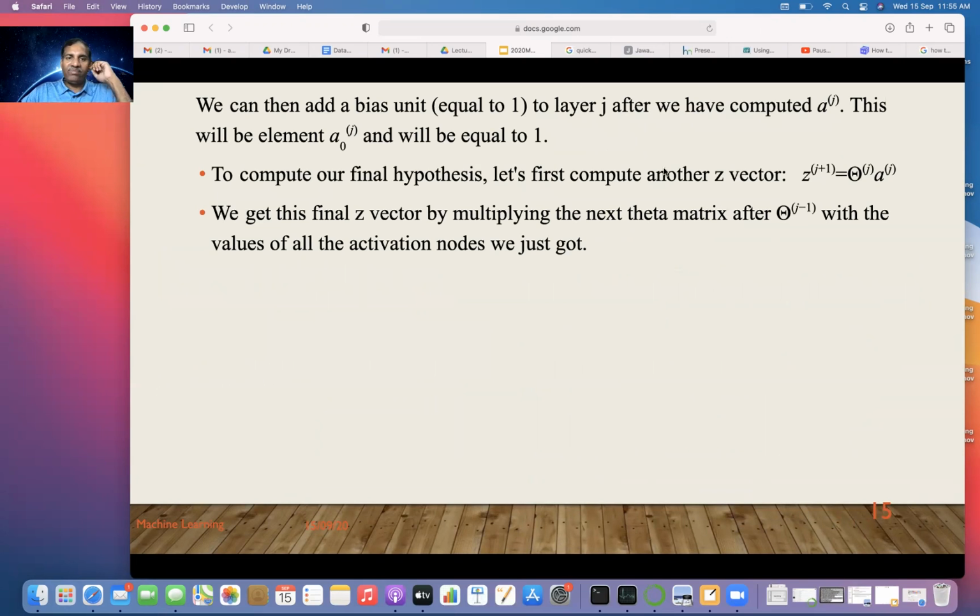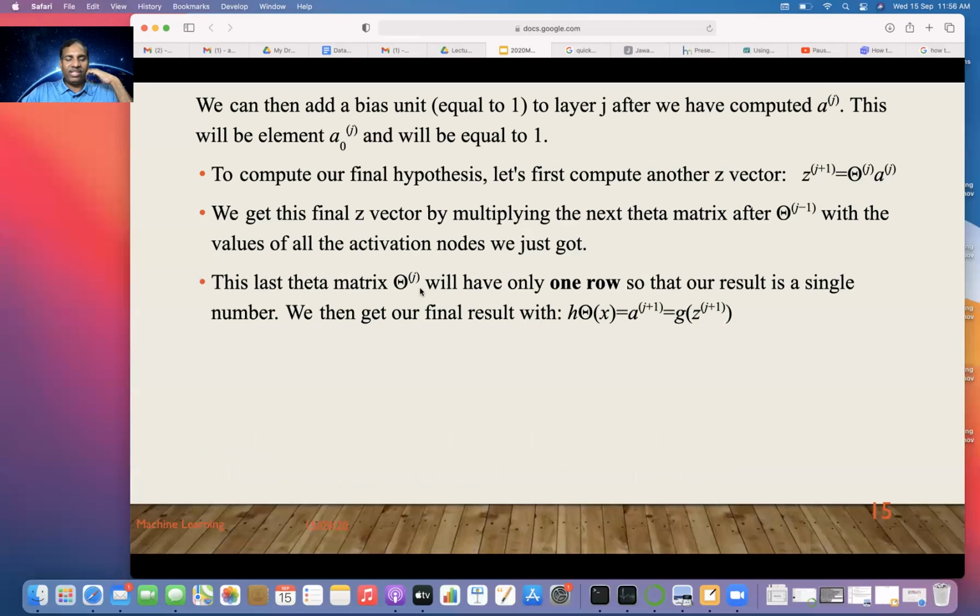So we can then add a bias unit equal to 1 to layer j after we have computed aj. This will be element a0j and will be equal to 1. To compute our final hypothesis, let's first compute another z vector, zj plus 1 equal to theta j aj. aj is nothing but the previous layer's activation units. We get this final z vector by multiplying the next theta matrix after theta j minus 1 with the values of all the activation nodes we just got.